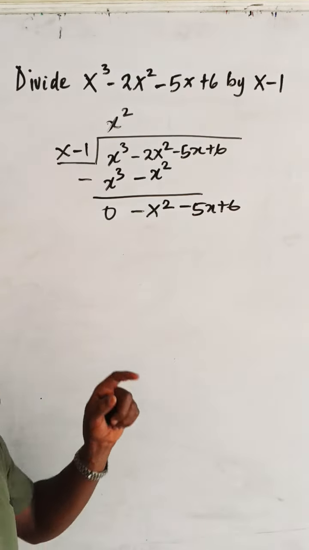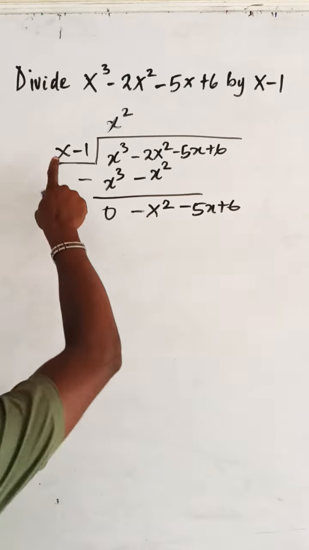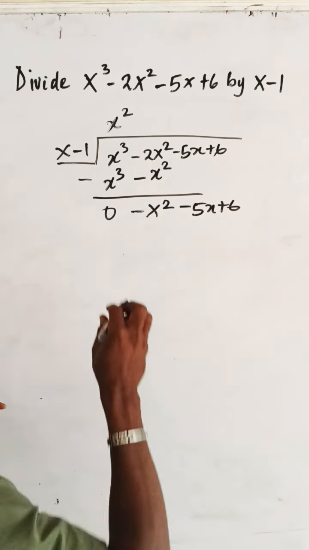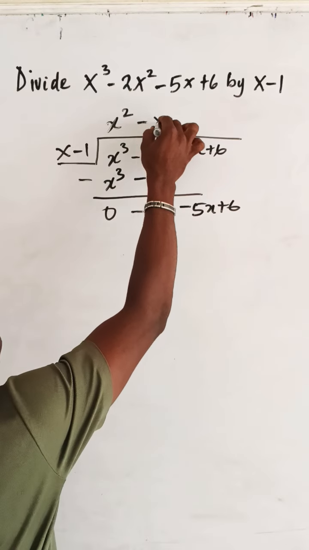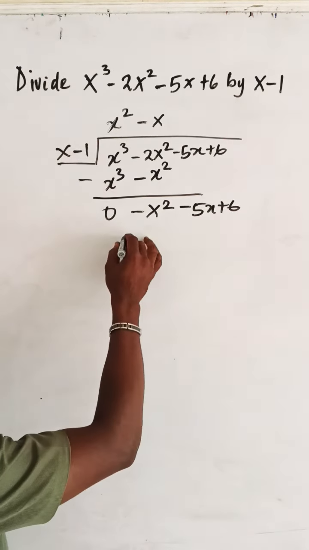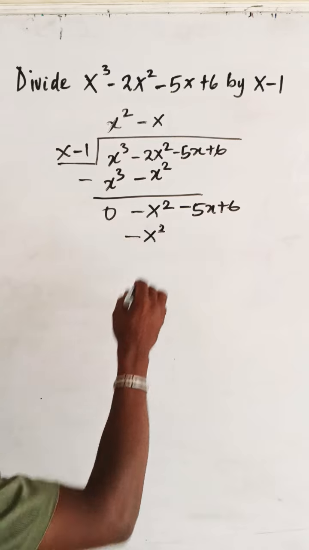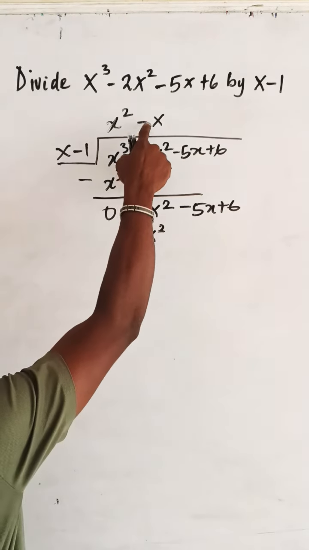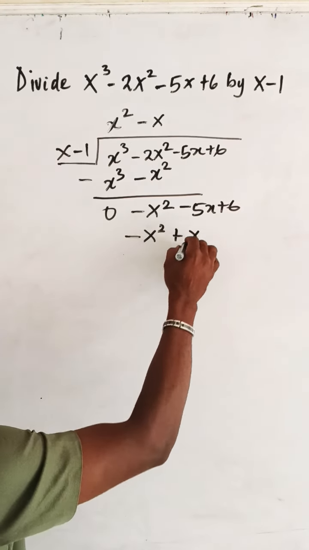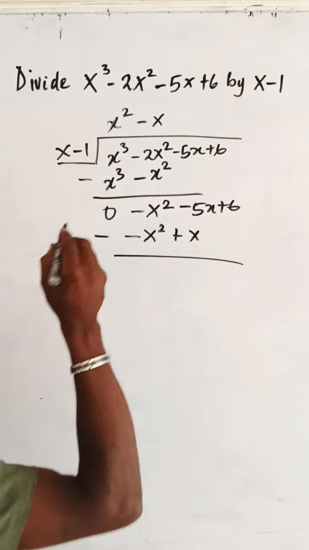The next thing is we are going to look for a variable that when you multiply with this one, is going to give you exactly minus x squared. So that will be minus x. Because by the time we say minus x times x, that will give us minus x raised to the power of 2. Is that okay? Then minus times minus will give us a plus. x times 1 will give us what? x. Then we are still going to subtract again.